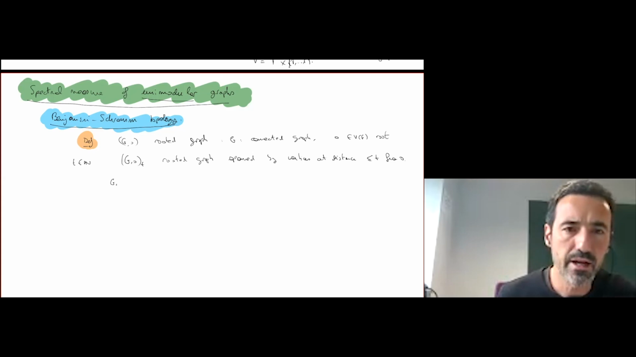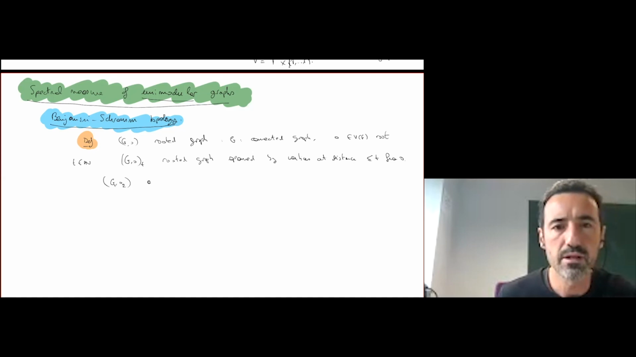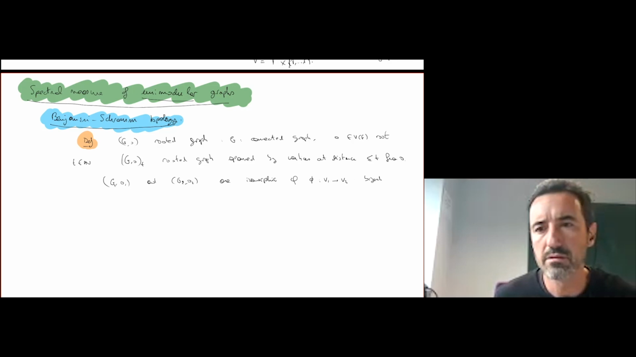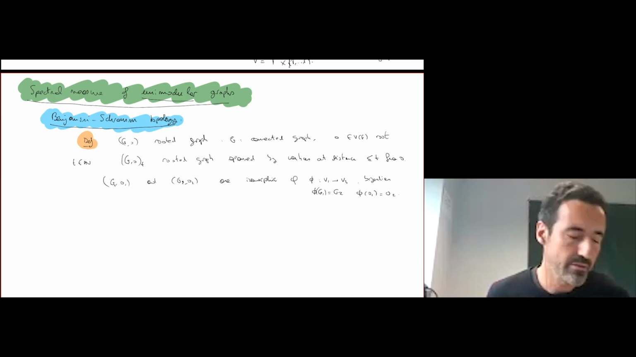There is a natural notion of isomorphism of rooted graphs. You say that G1 rooted at O1 and G2 rooted at O2 are isomorphic if there exists phi, a bijection from the vertices of G1 to those of G2, so that they are isomorphic as graphs, phi of G1 is G2, and to be isomorphic as rooted graphs, it should also send the root of G1 to the root of G2.